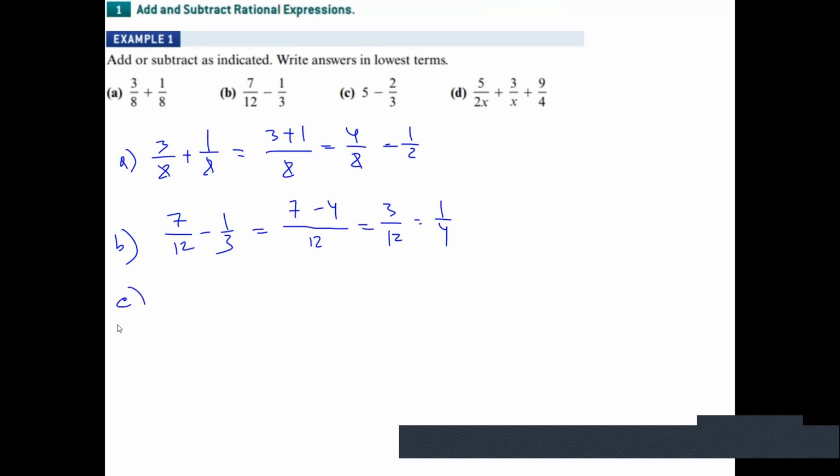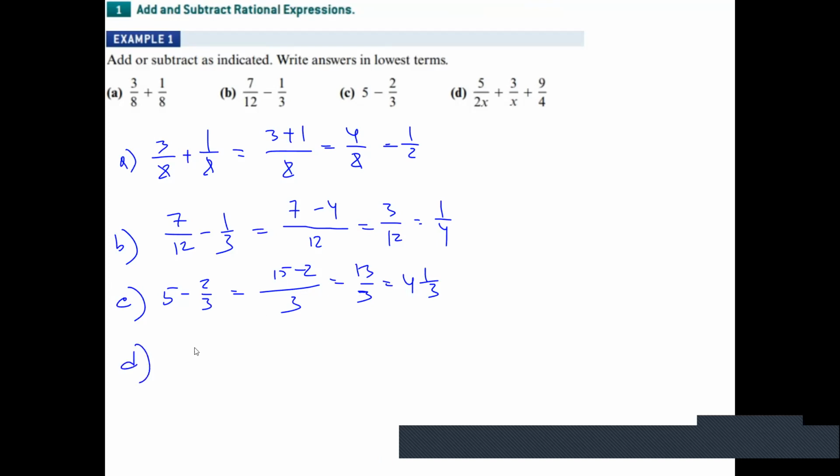C, 5 minus 2 over 3. So the common denominator is 3. But this one is not so easy. So 4 and what? 1 over 3, right? Agree?